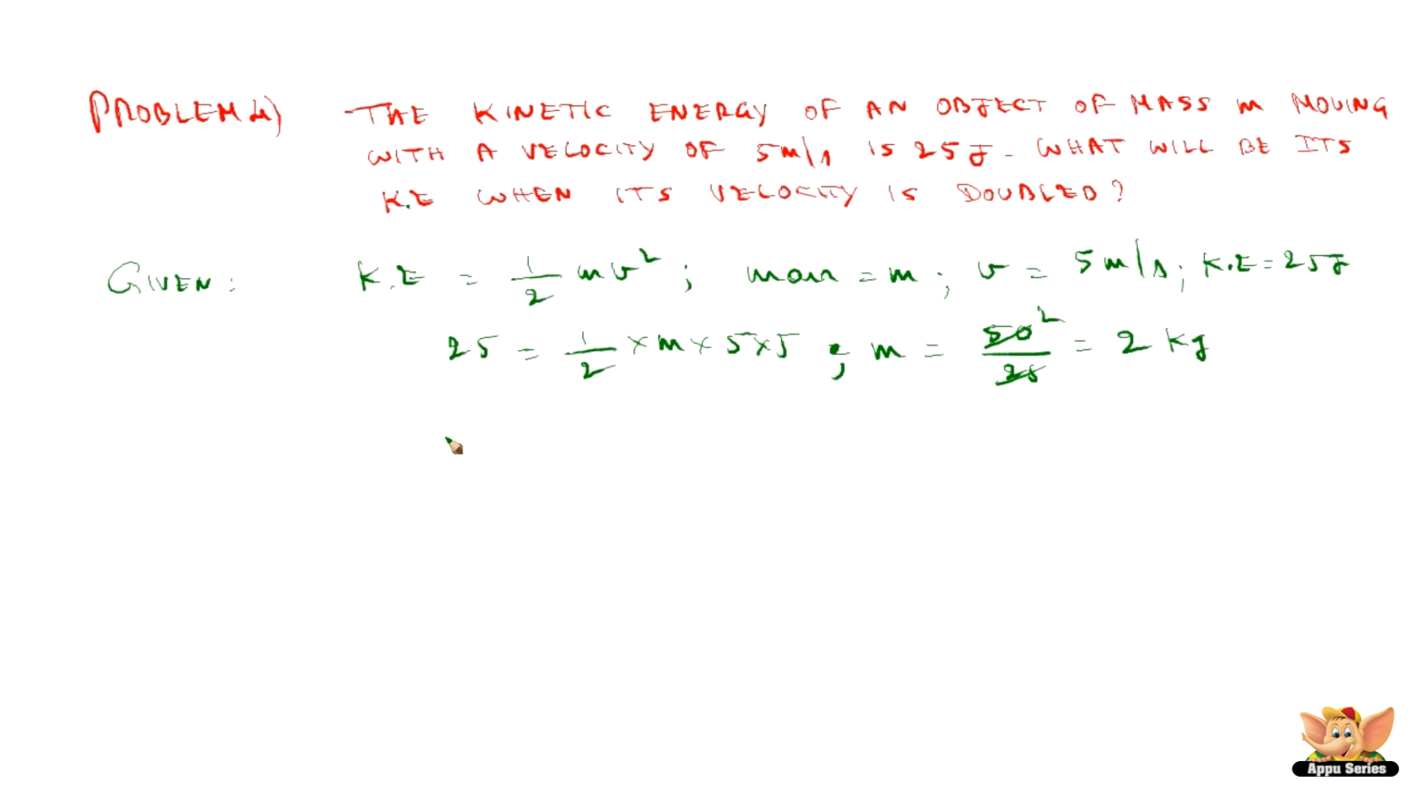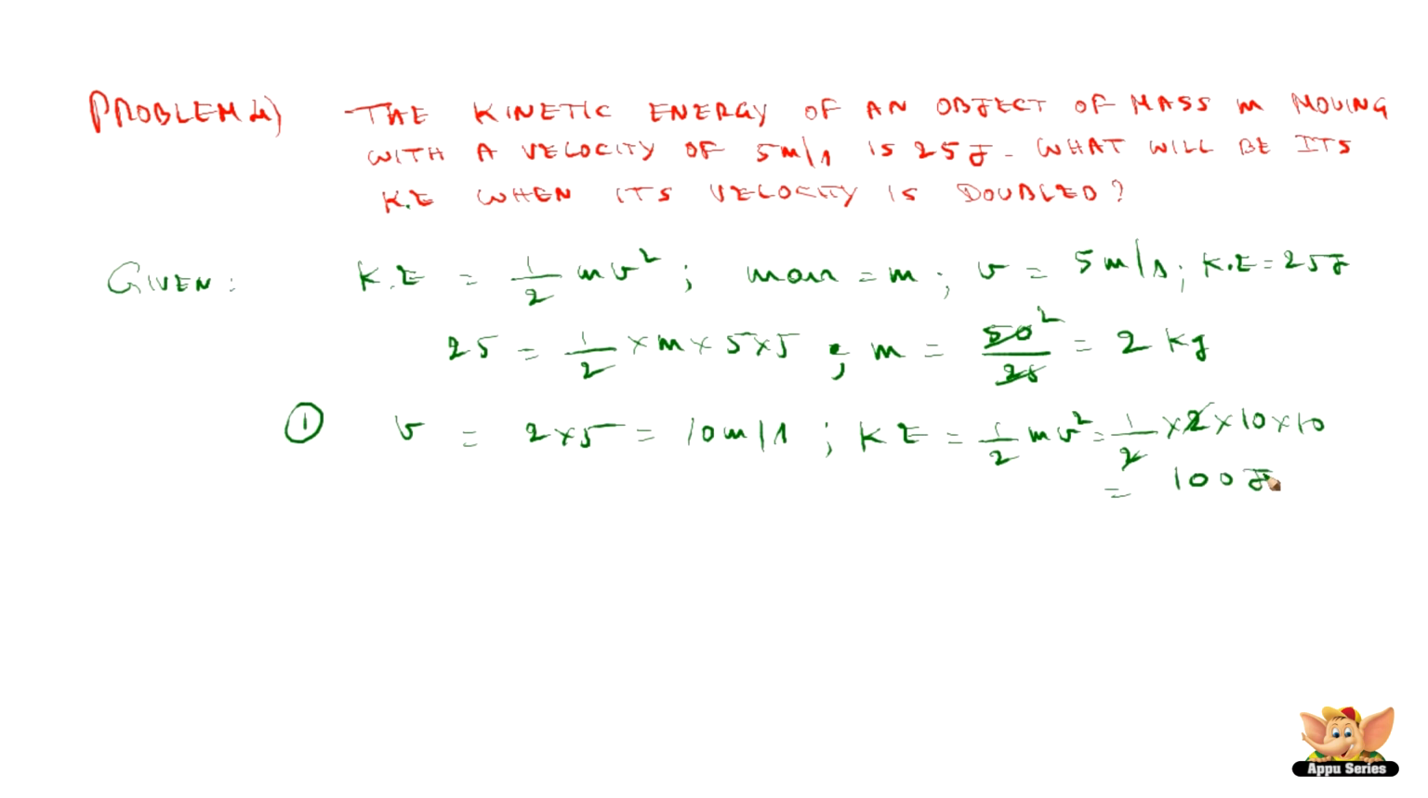Now we need to find the kinetic energy when its velocity is doubled. That means when velocity v is doubled, that is 2 into 5, that is 10 meters per second, what is the kinetic energy? It is half mv square, so half into 2 into 10 into 10. The 2 gets cancelled, so 100 joules. So the kinetic energy when velocity is doubled is 100 joules.